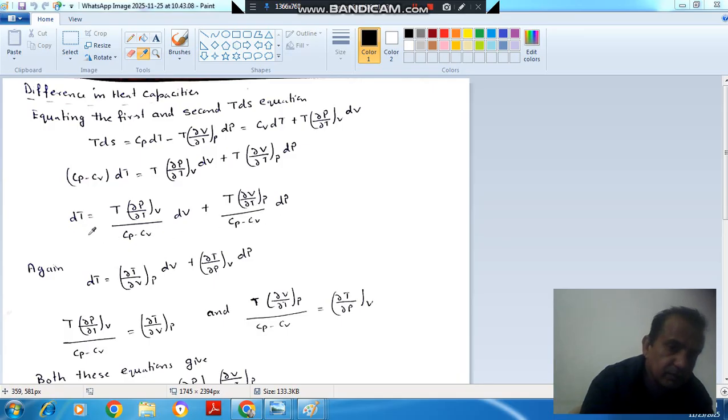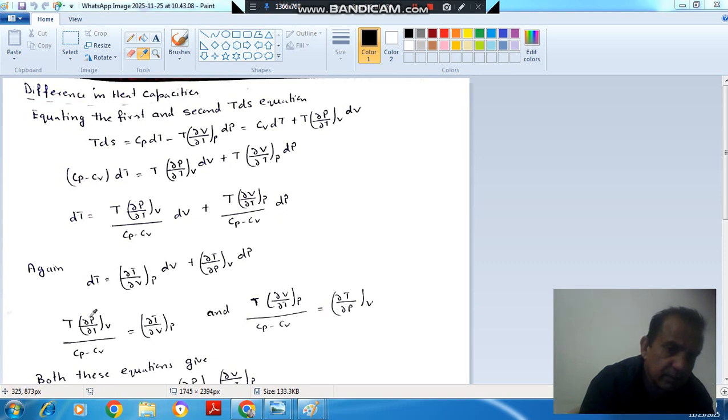Now this temperature can be assumed as a function of volume and pressure. So it can be written as dT is equal to (∂T/∂V) at constant P into dV plus (∂T/∂P) at constant V into dP. Now if we compare these two equations, then this term must be equal to this and this term must be equal to this. The coefficient of dV should be the same and the coefficient of dP should be the same.